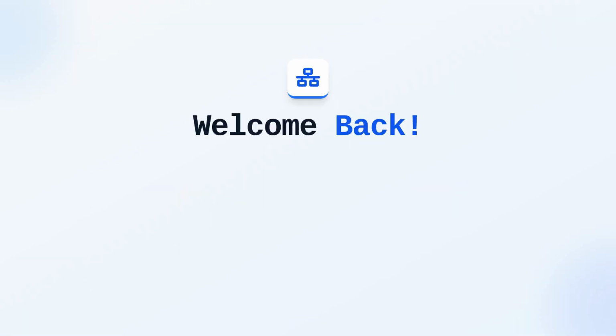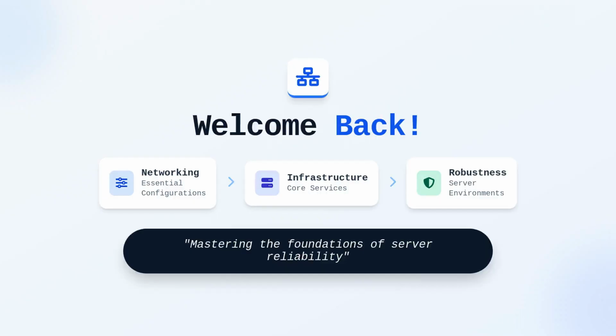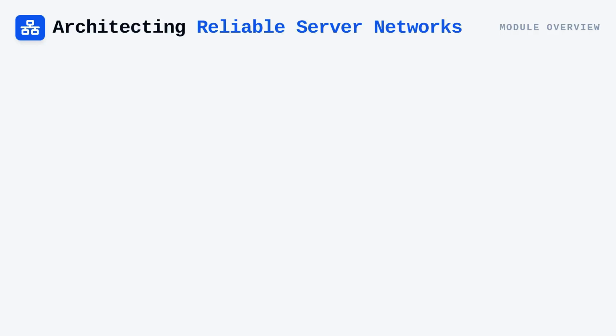Welcome back. In this chapter, we will master the essential networking configurations and infrastructure services required to maintain robust server environments. Building a reliable server network is not merely about plugging in cables. It is about understanding how traffic flows and how services facilitate communication.